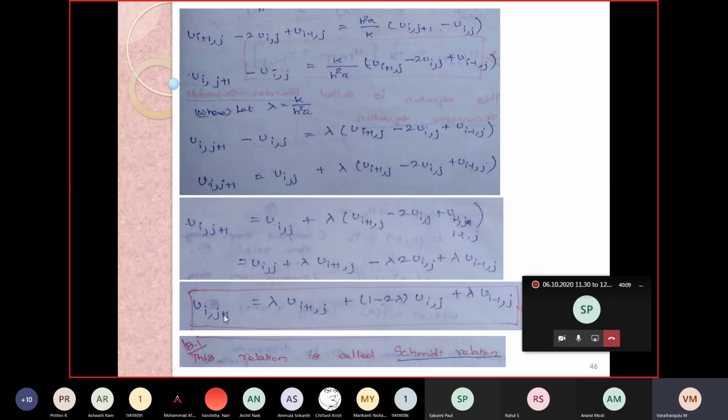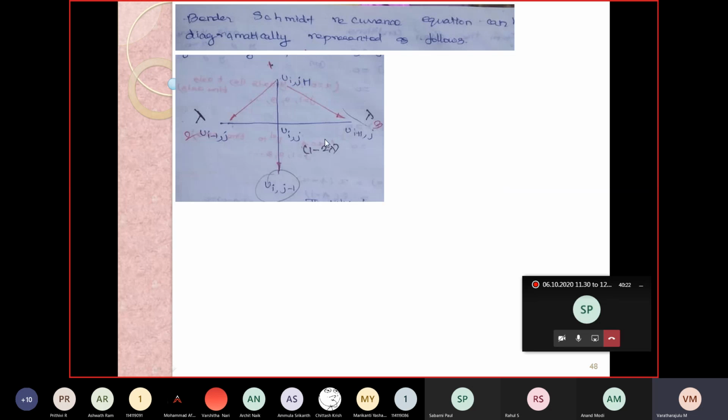How can I remember this one? This is i comma j plus 1, the vertical top. Therefore, it can be represented diagrammatically, and this is the way that we can diagrammatically represent the Bender or Schmidt relation. This is what we are going to find, that is ui comma j plus 1. We are concerned about ui comma j plus 1, and ui comma j plus 1 is equal to lambda into ui minus 1 comma j, lambda into ui plus 1 comma j, plus 1 minus 2 lambda into ui comma j.